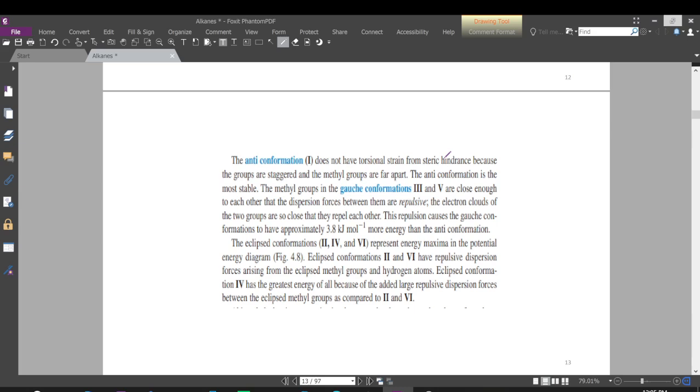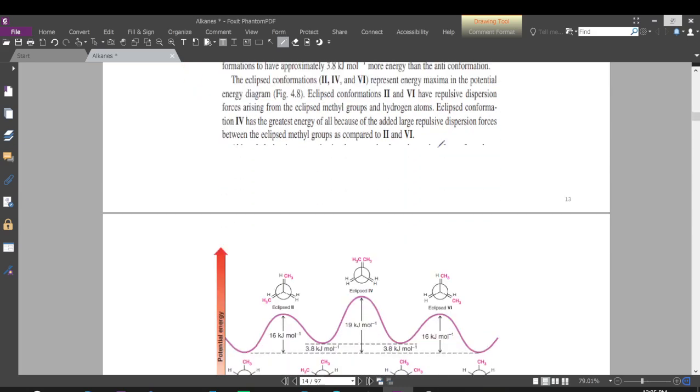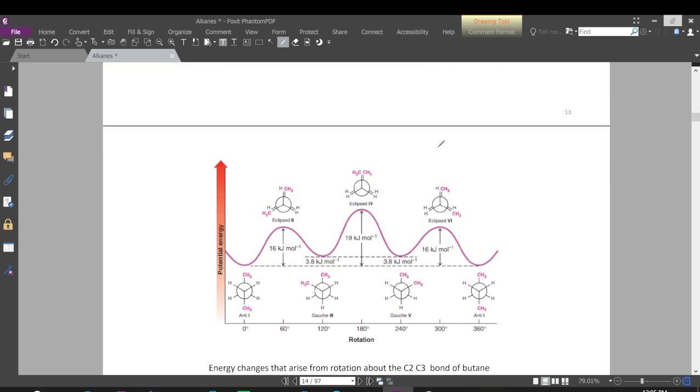In the eclipsed conformations, 2, 4 and 6 represent energy maxima. In the potential energy diagram, eclipsed conformations 2 and 6 have repulsive dispersion forces arising from the eclipsed methyl groups and hydrogen atoms. Eclipsed conformation 4 has the greatest energy of all because of the added large repulsive dispersion forces between the eclipsed methyl groups, compared to 2 and 6. So if you see the graph, it will be more clear for us.